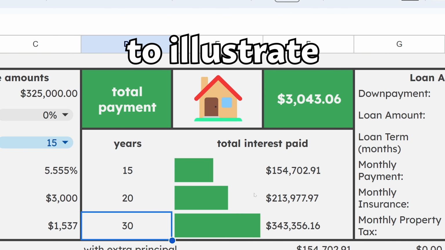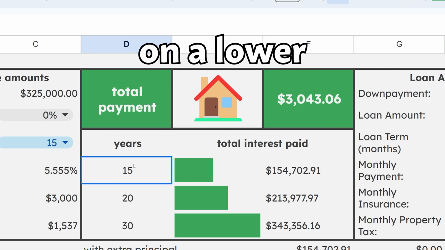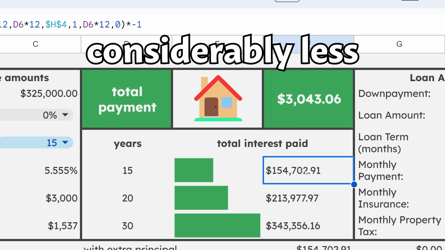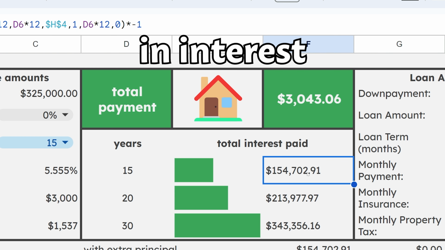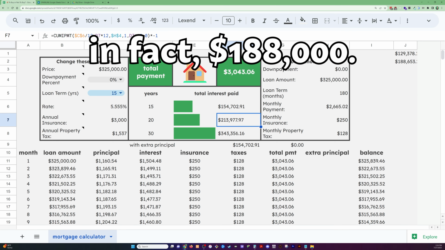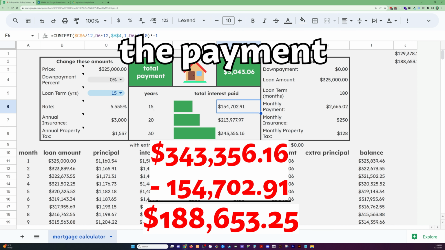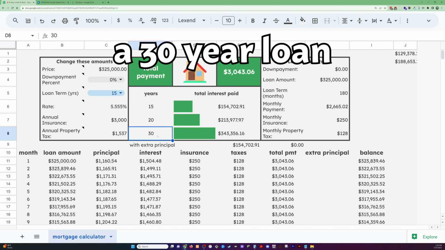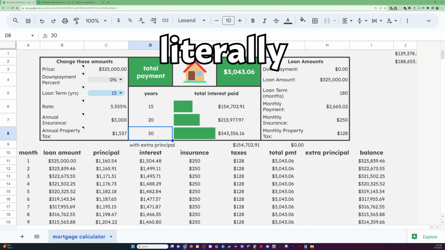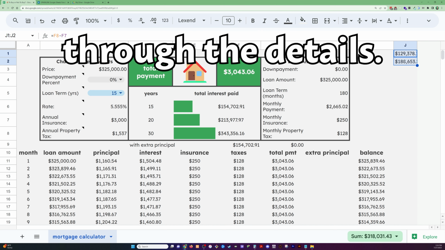This is simply to illustrate and remind that if you can afford the monthly payment on a lower amount of years, you are going to be paying considerably less in interest over the life of that loan. You will have saved, in fact, $188,000 if you can afford the payment on a 15-year versus a 30-year loan. That's $188,000 literally in your pocket or that never left your pocket. Okay, enough of that. Let's walk through the details.